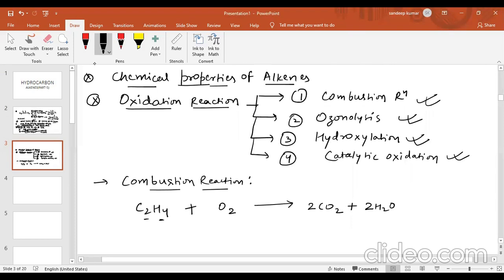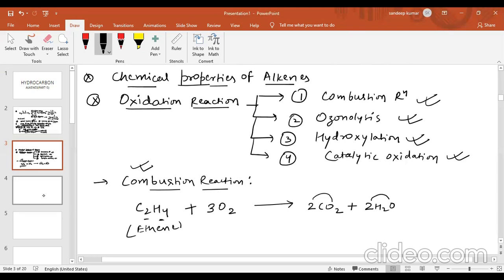Now balance oxygen. 2 plus 4 gives 6. It means 6 by 2, so 3 moles of oxygen. So this is the balanced chemical equation. This is a combustion reaction, as we have discussed the combustion reaction of alkanes. Similarly for the combustion reaction of alkenes. So this is basically ethene.